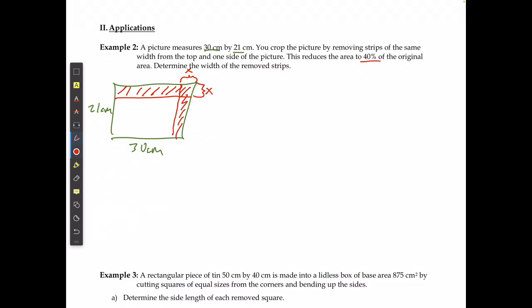Well, now this side length is going to be 30 minus X. And this side length is going to be 21 minus X. So if I'm reducing it to 40% of the original, then I'm going to say that the area, which is now going to be 30 times 21 times 40% or 0.4, is equal to my new side lengths, 30 minus X times 21 minus X.